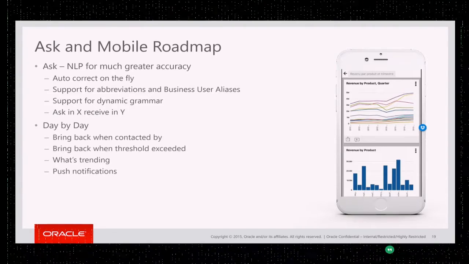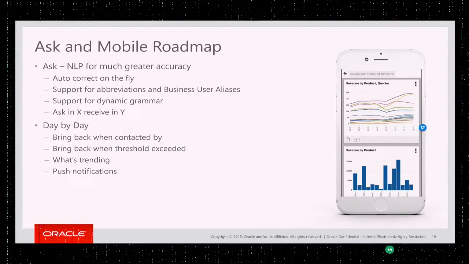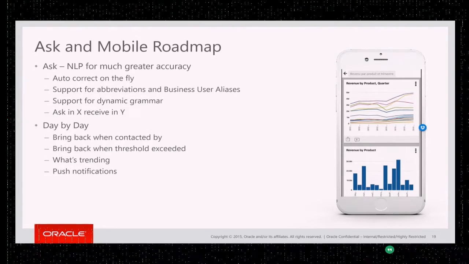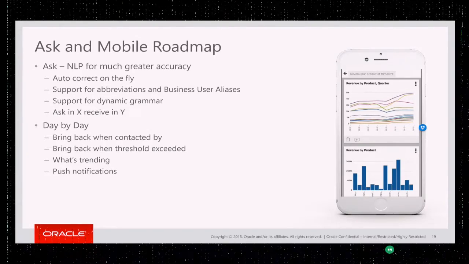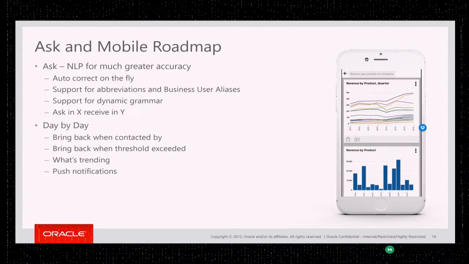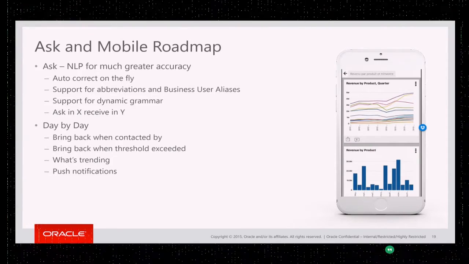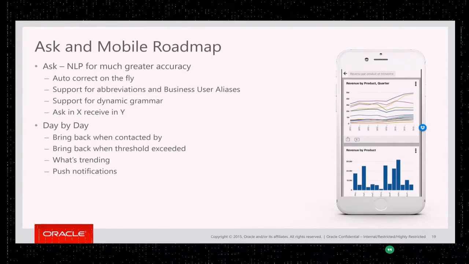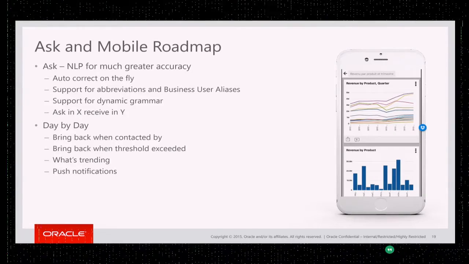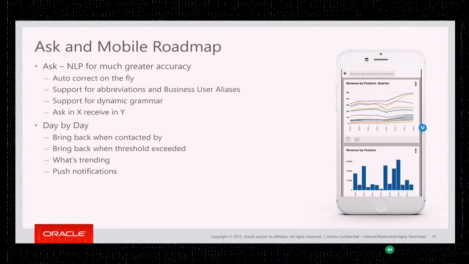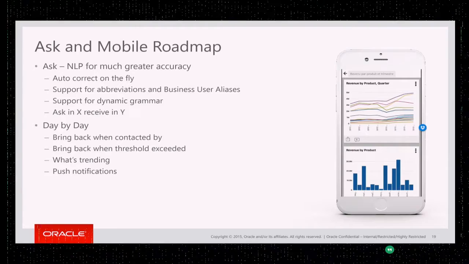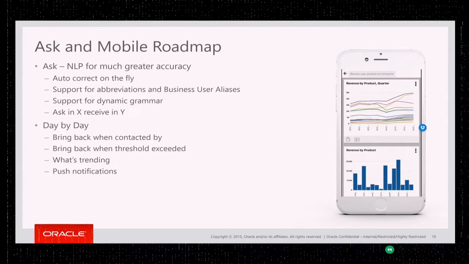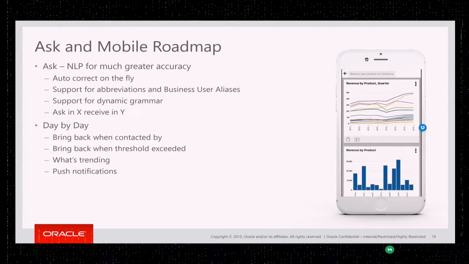And then Day by Day itself. When I talk about Ask, I'm talking about the engine that translates text and voice to a visualization. Day by Day is the phone app. And the next iteration of Day by Day will have bring back when contacted by, so when somebody calls you. But also bring back when a threshold is exceeded.